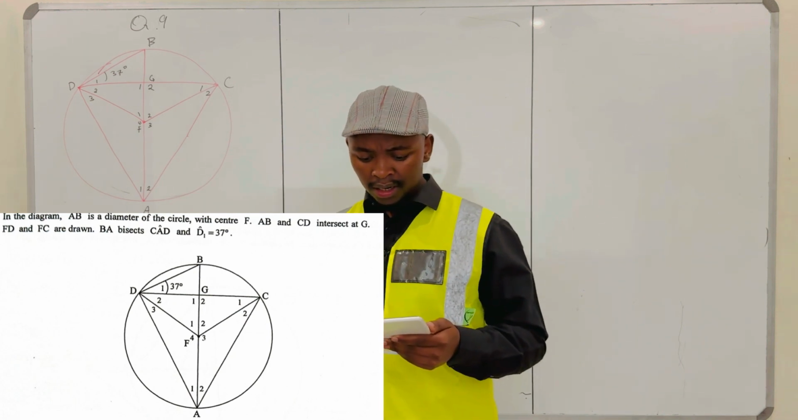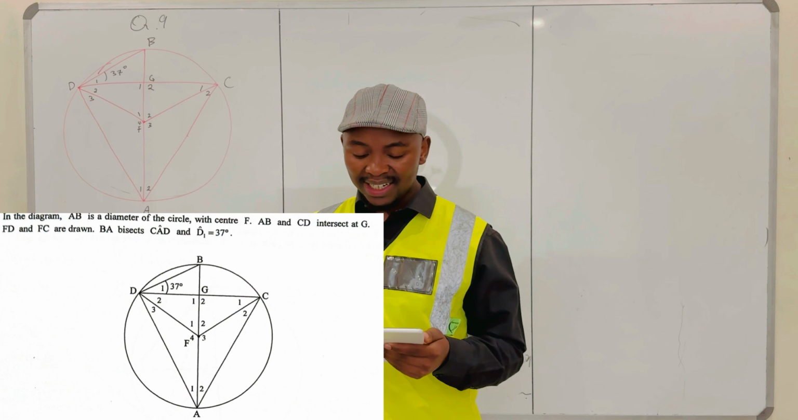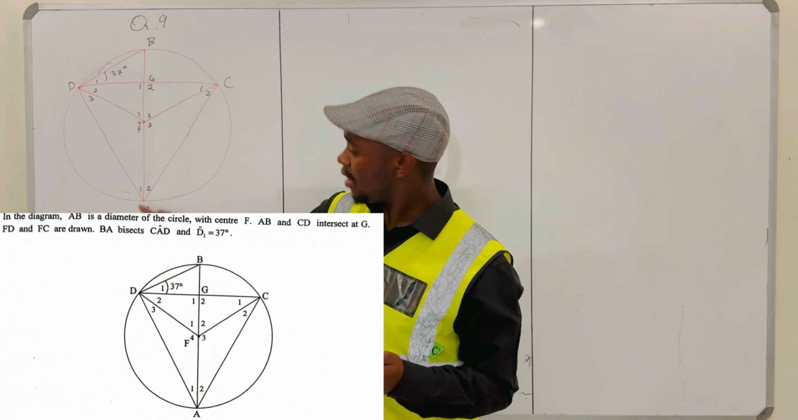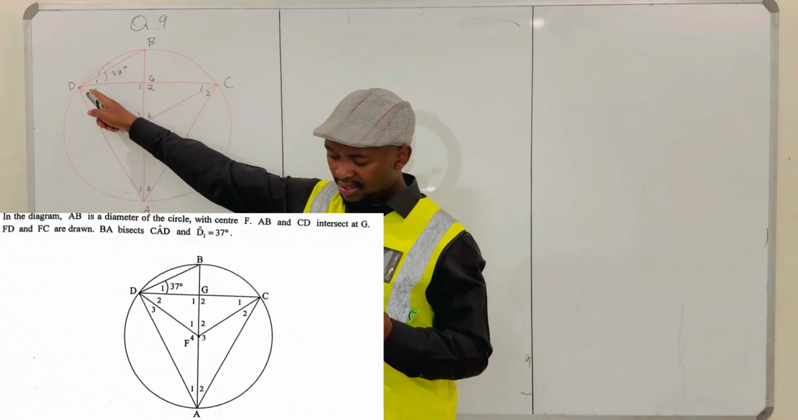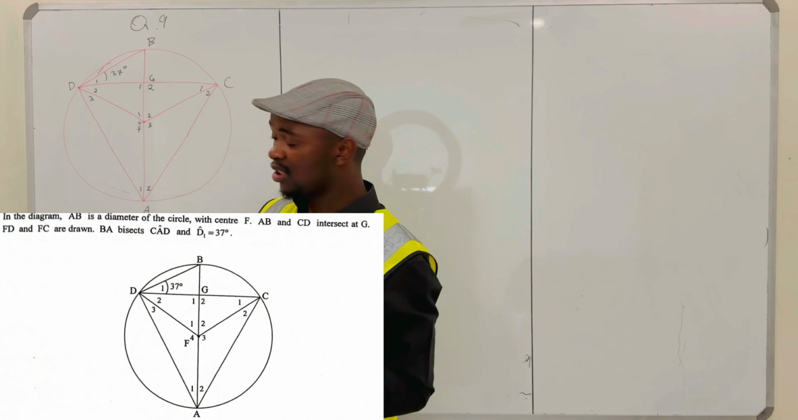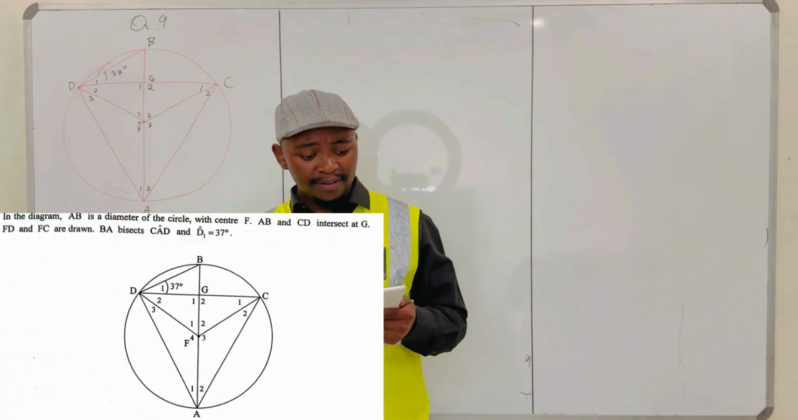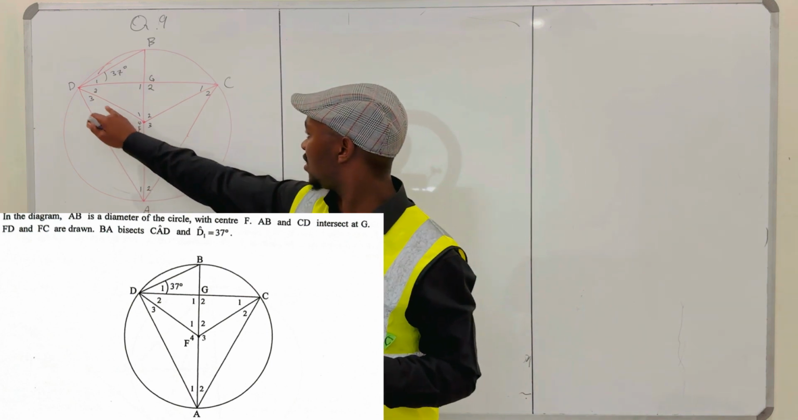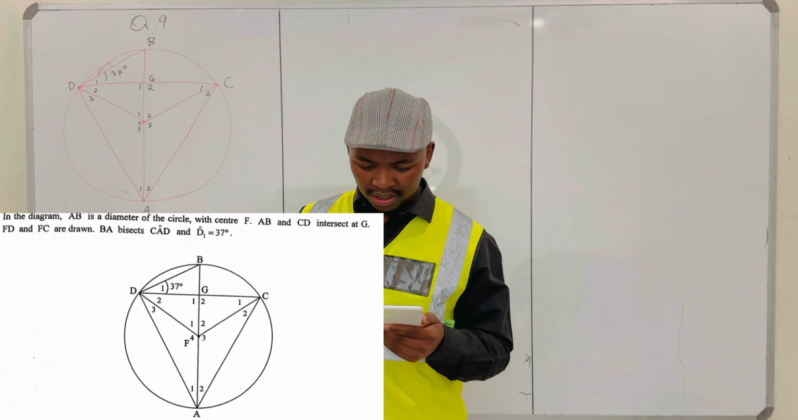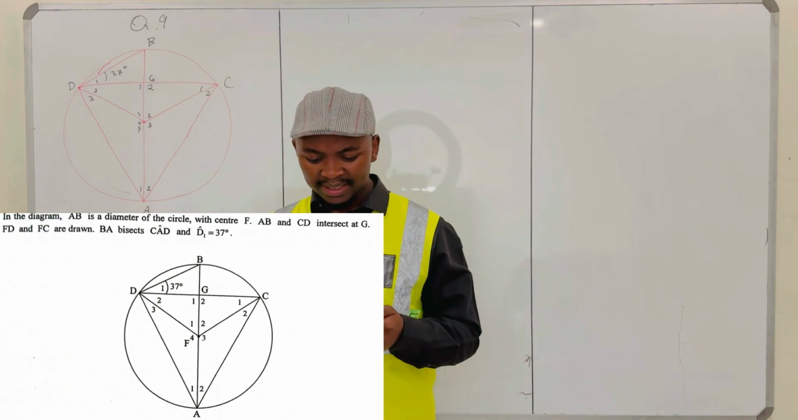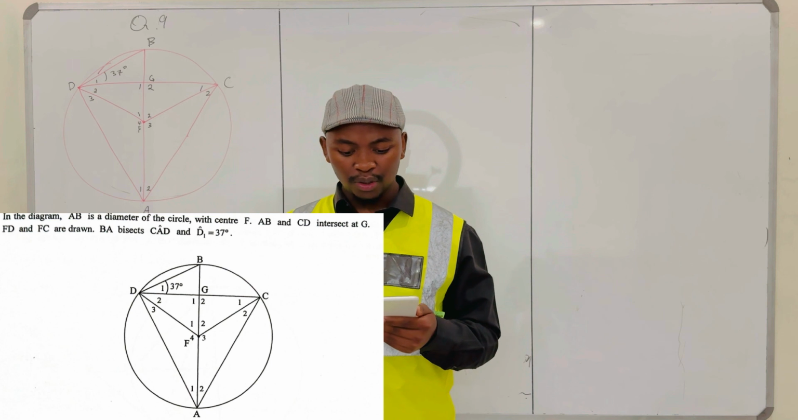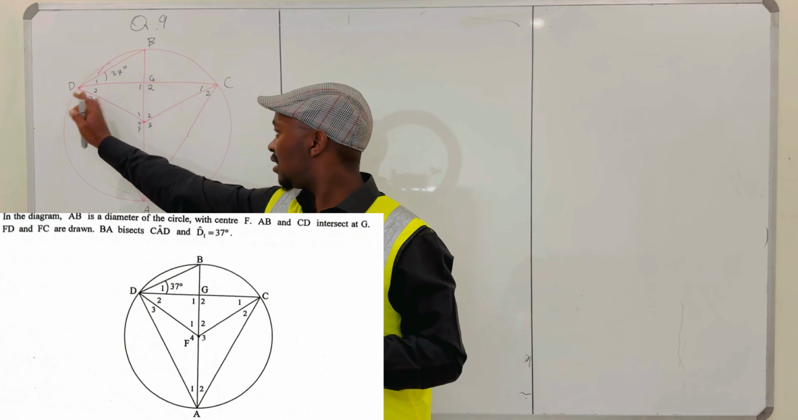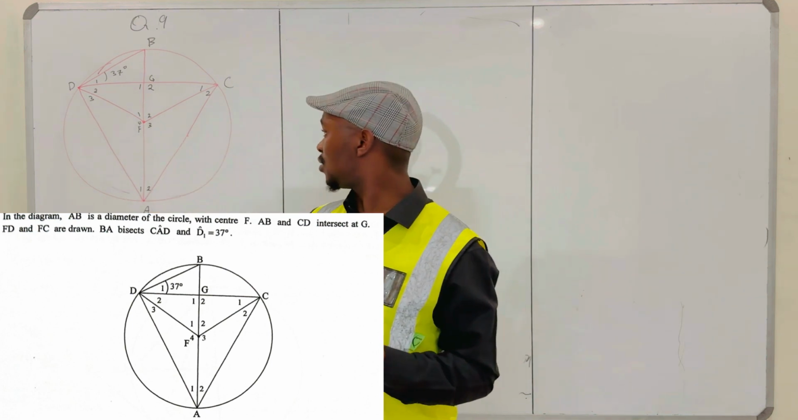Now, AB and CD intersect at G. We have AB and CD intersecting at this point G. FD and FC are drawn. This FD and FC are being drawn. And then BA bisects angle CAD. So BA bisects angle CAD. And D1 is equal to 37.